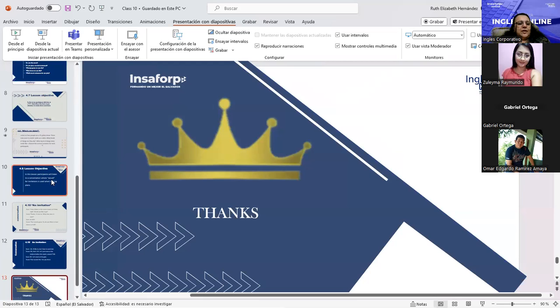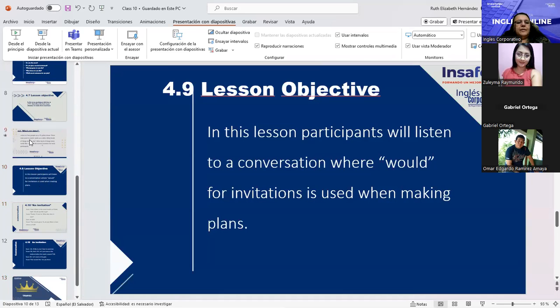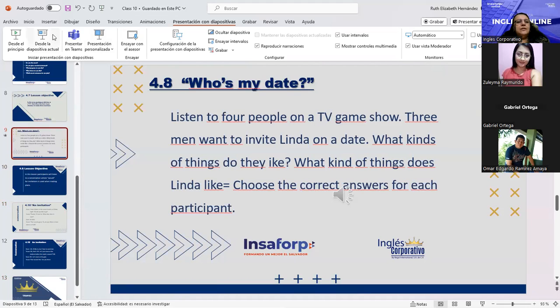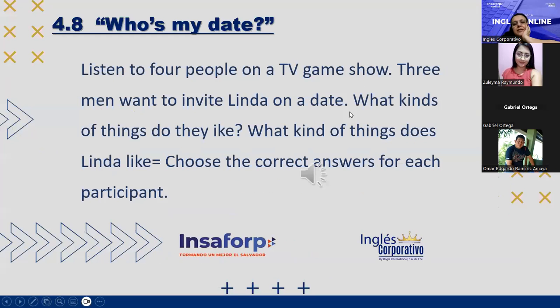Well, we were listening to who's my date. Okay. I think that in order to go with someone who can share your likes, the best date for her could be Tony, because she doesn't say that she doesn't like rock, even when she said that she likes pop. But the other two types, she says she doesn't like.